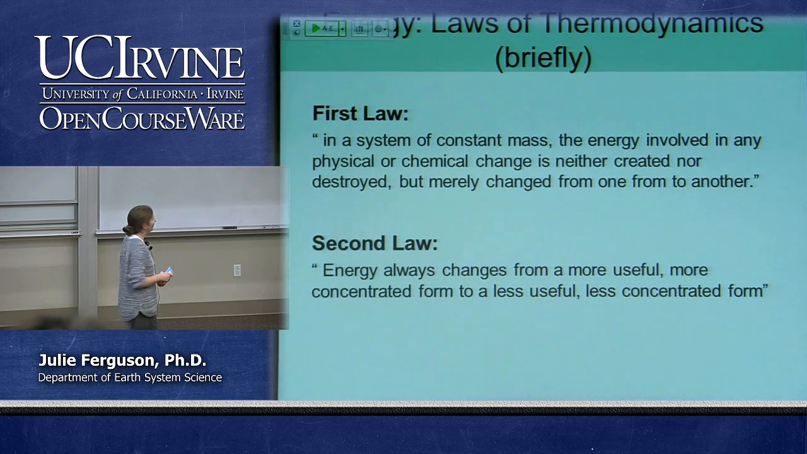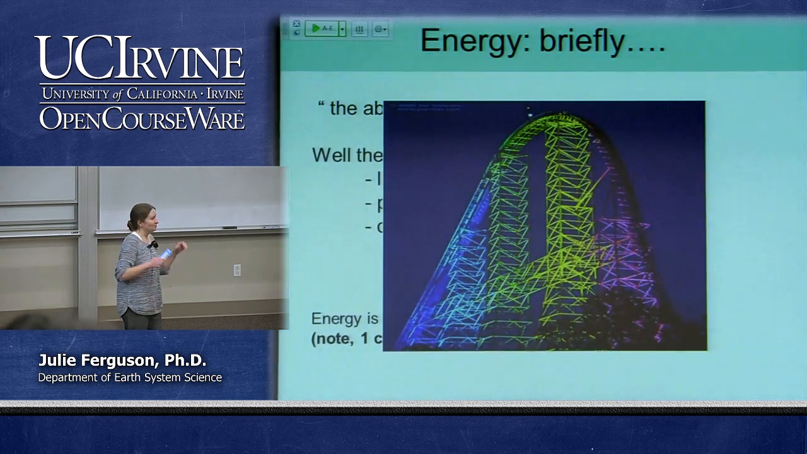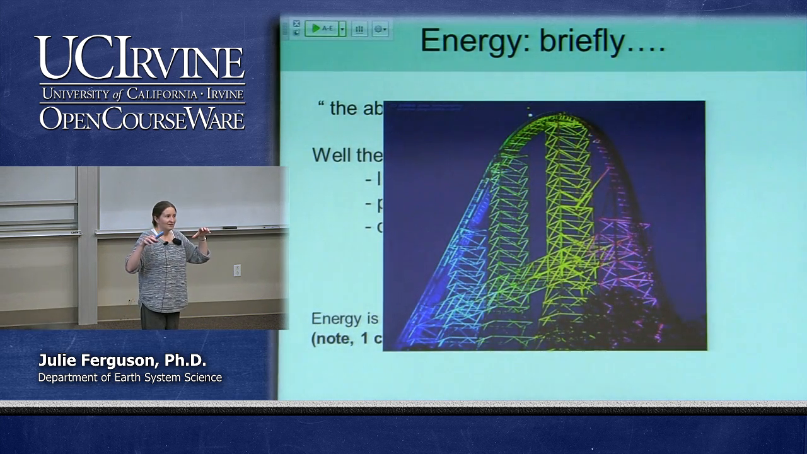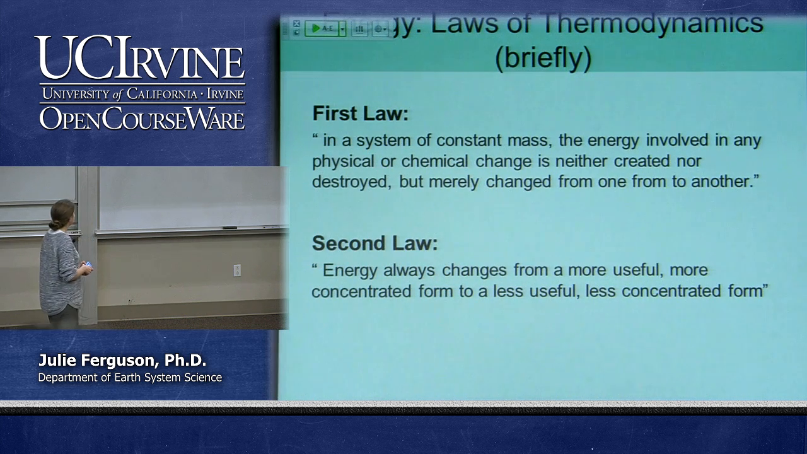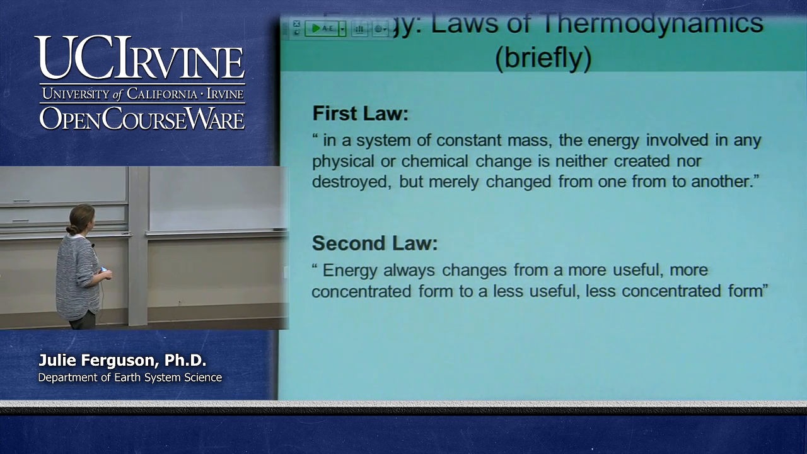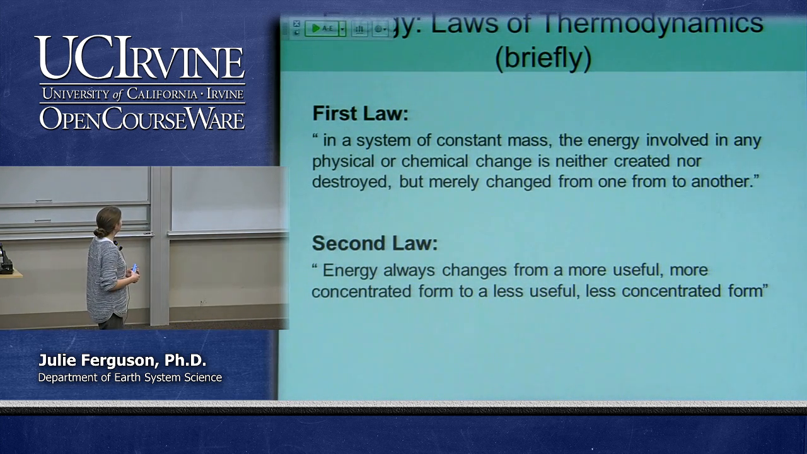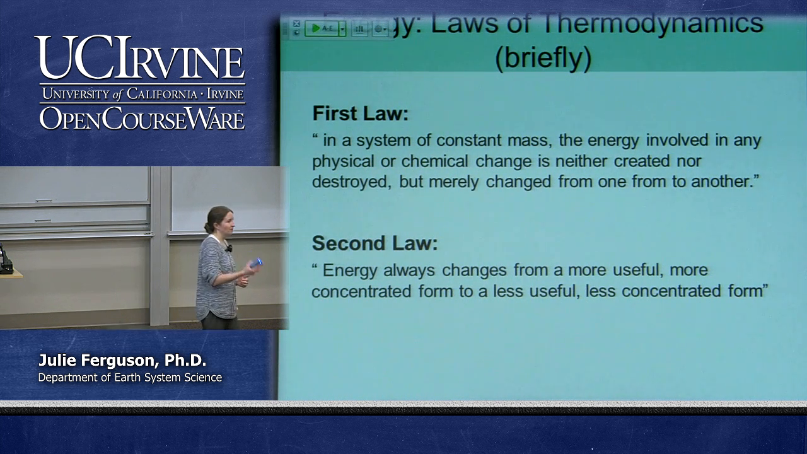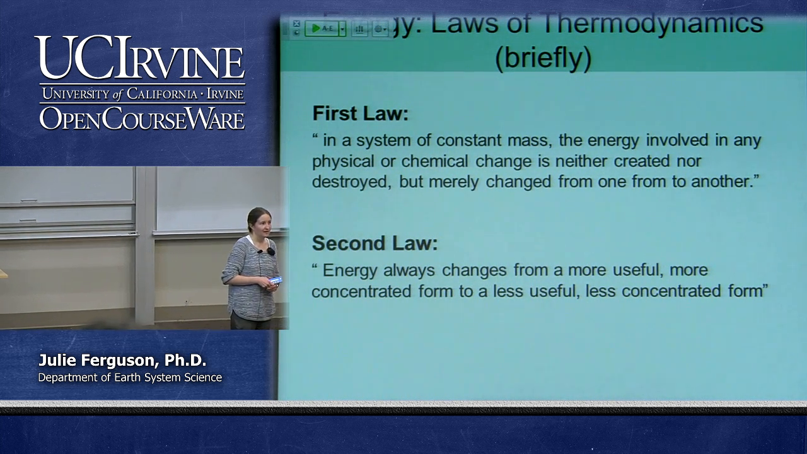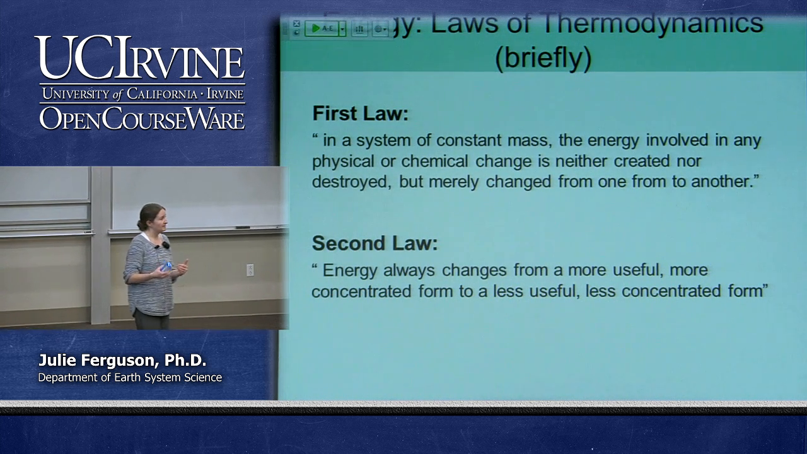that we can convert that potential energy when you're just at the top there. Okay, you have a lot of stored potential energy, and as you move downwards, you're converting that potential energy into kinetic energy. So that's our first law there, which is in a system of constant mass, the energy involved in any physical or chemical change is neither created or destroyed. It's just changed from one form to another. Okay, and that's really as complicated as we're going to get.